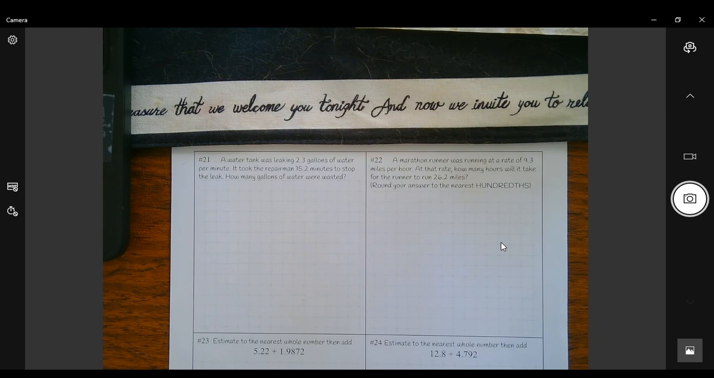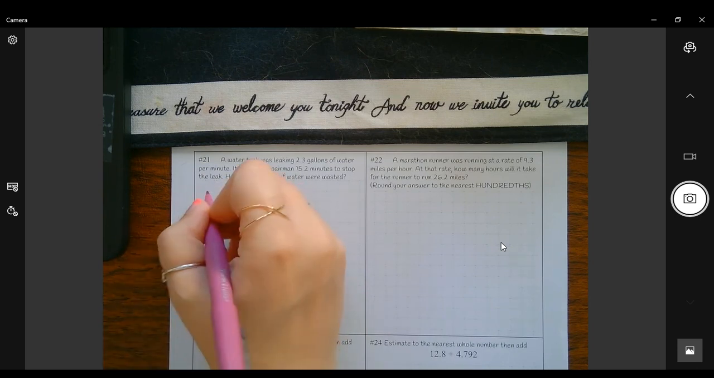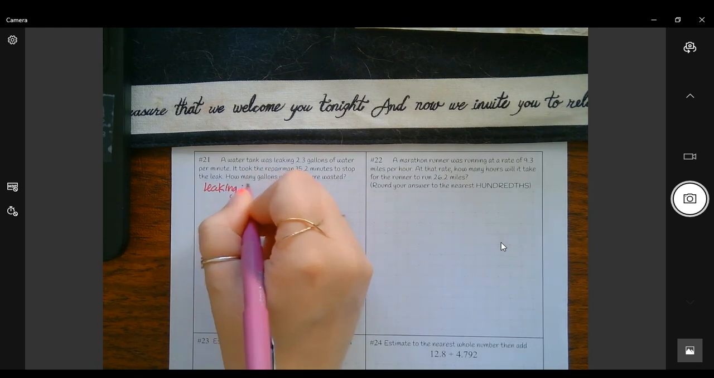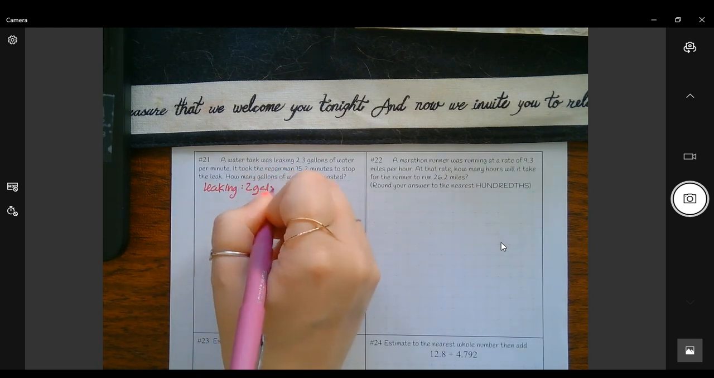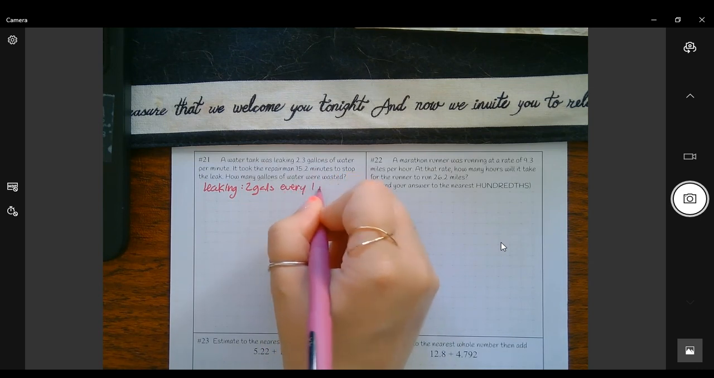A lot of times when you see word problems with confusing numbers, you're just kind of stuck and you don't know what to do. So a wise suggestion would be to make the numbers simpler. For instance, what if the water tank, instead of leaking 2.3 gallons, was just leaking 2 gallons of water per minute? So, every 1 minute.